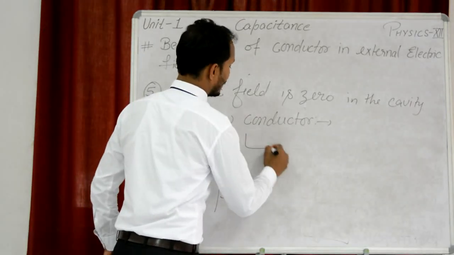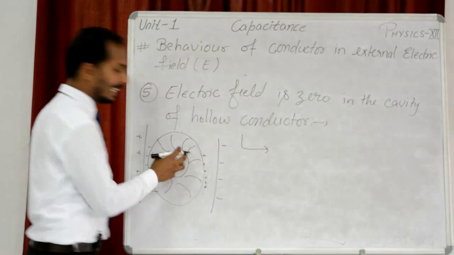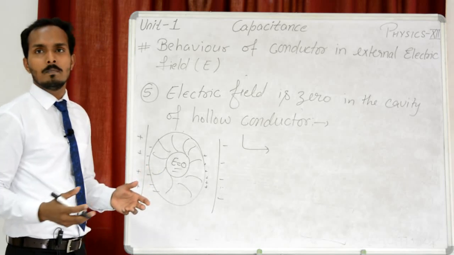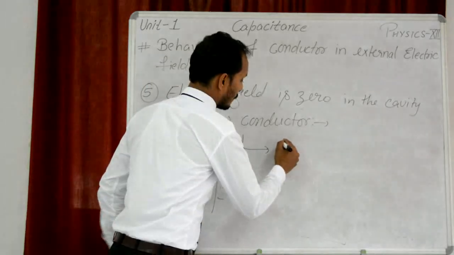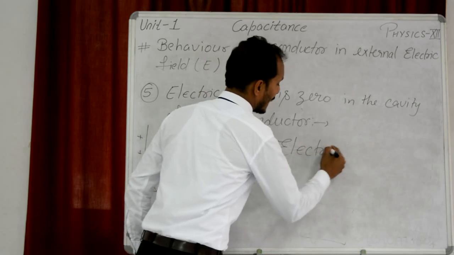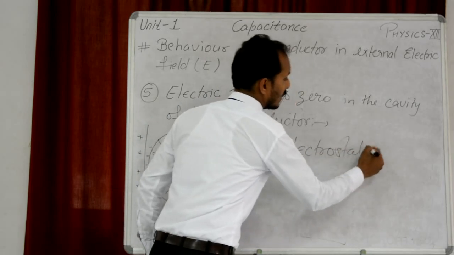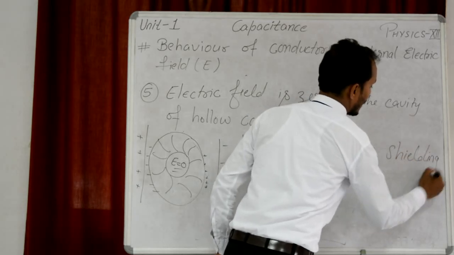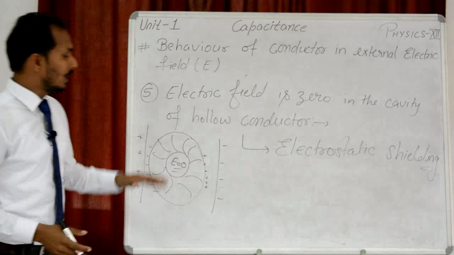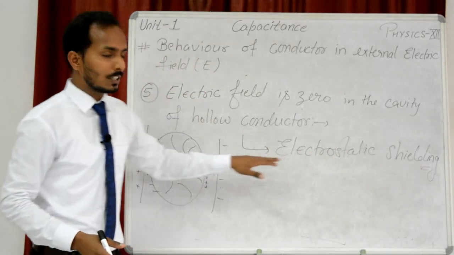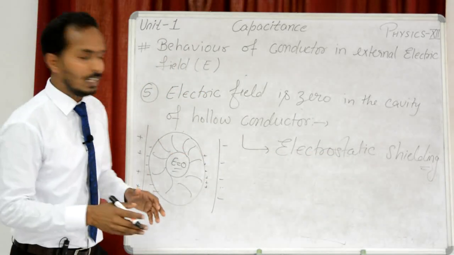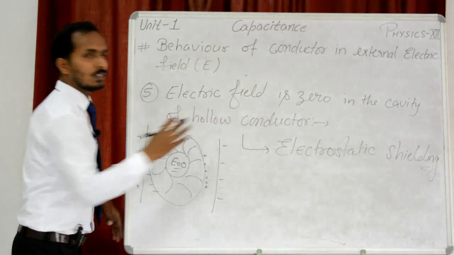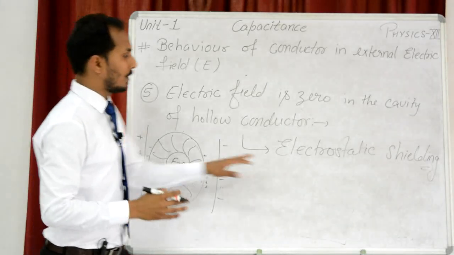This is a phenomenon in which we create a region inside a conductor where the electric field is 0. This phenomenon is known as electrostatic shielding. Electrostatic shielding is a phenomenon in which we create a region where the net electric field becomes 0. So this is the phenomenon.